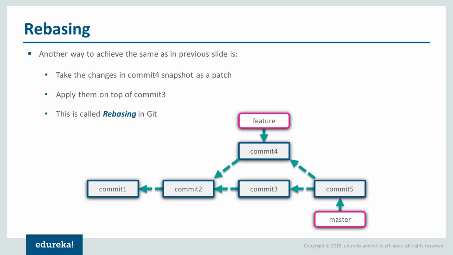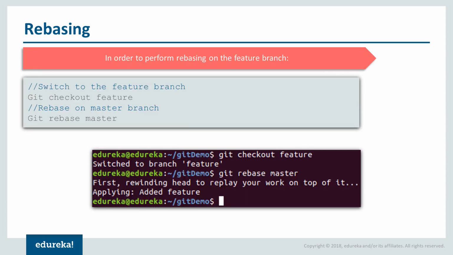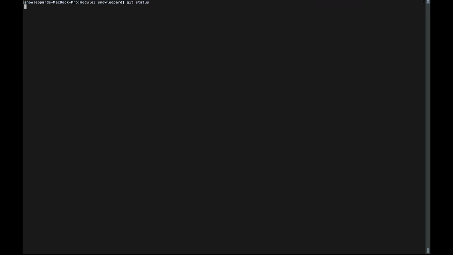So here what we did is we experimented and merged the two branches together into another one, which is commit 5. Here we are not merging them, but we are taking the changes in the patch and applying them on top of the commit tree. This will move us to commit 5. This is called rebasing in Git. Now in order to perform rebasing on the feature branch, we can use git checkout feature. We switch our branch and then we rebase on the master branch. So if I go here, I'll check out the feature branch and then I do git rebase master.